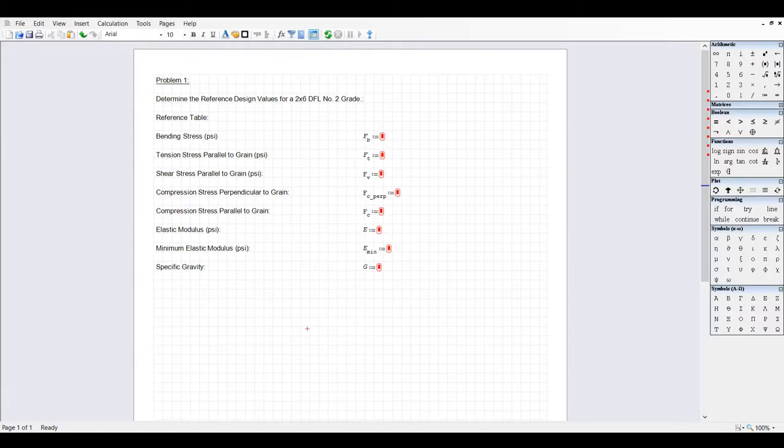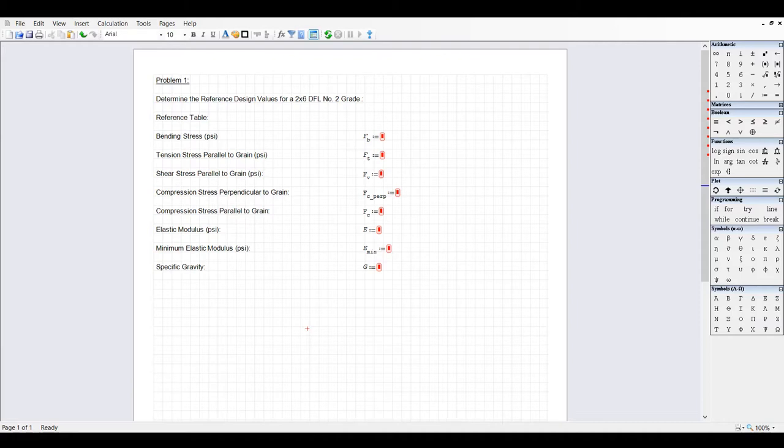This is going to be our first problem of the evening, and this is going to be: determine the reference design values for a 2x6 DFL number 2 grade. So DFL is Douglas fir larch, and the grade we're looking at is number 2. So what are the pieces of information we need? Well, we do need the grade. We have that. We need the species group, DFL meaning Douglas fir larch, and we need the size, or more specifically the size category, a 2x6.